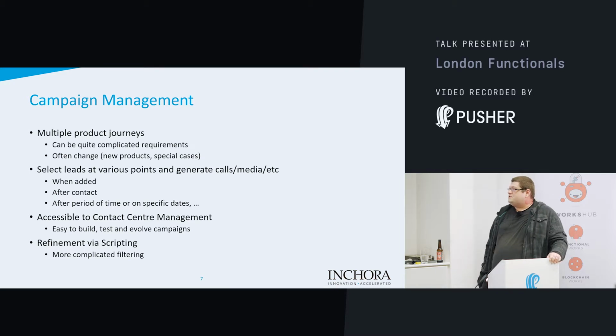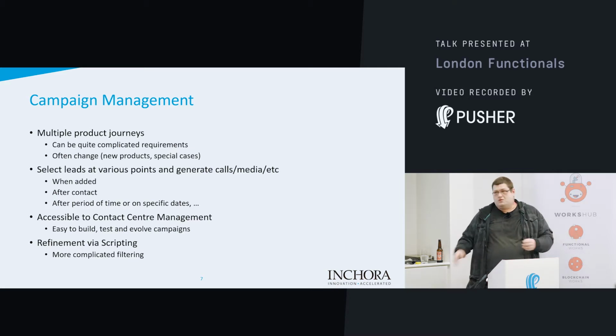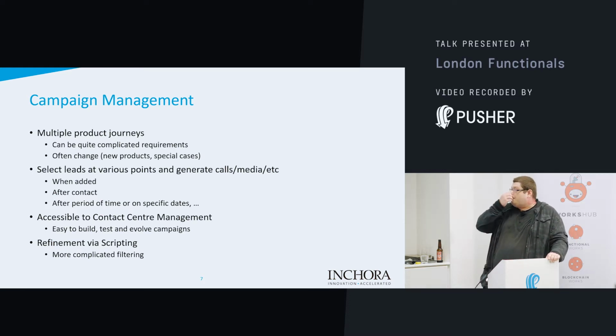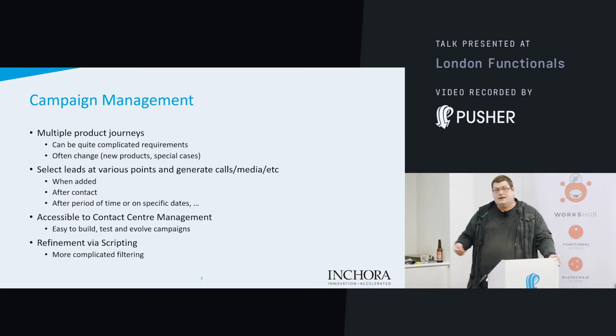So the campaign system was built to allow us to be a little bit more flexible, rather than just getting a piece of data in, putting it in a call flow and that's about it. We needed to be a bit more selective about some of the stuff that we did with them. And we also needed to be able to do this at various points within the lifetime. So, for instance, when we first get the data, when somebody has been contacted, when somebody has been contacted and that has resulted in a particular outcome, all those sort of things.